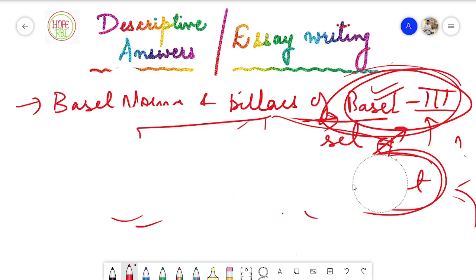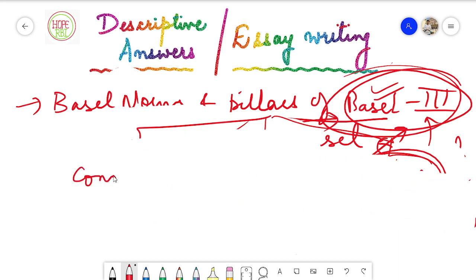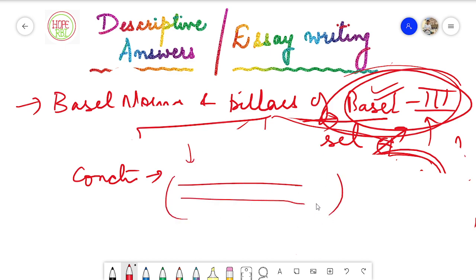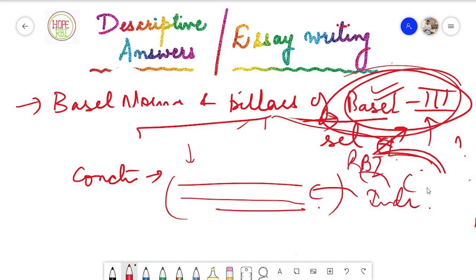And after that, there comes the conclusion. The conclusion part should be really easy, because you just have to jot down that this was the main idea for the Basel norms to be created, and you can incorporate the context of India, that India does follow it. You can also give the latest example. If you recall, RBI has introduced certain new norms regarding the capital adequacy ratio, which should be incorporated according to Basel 3.